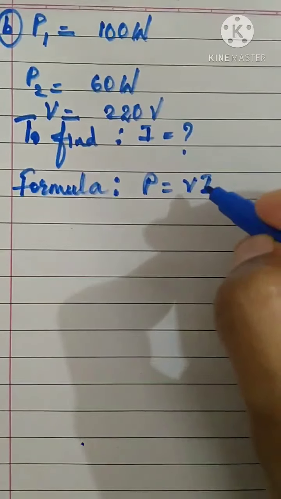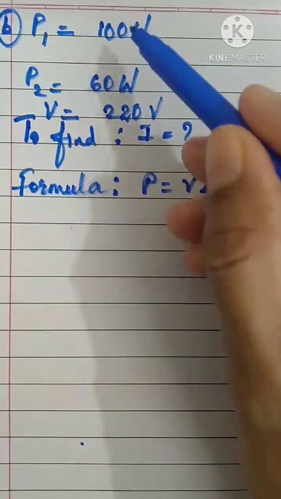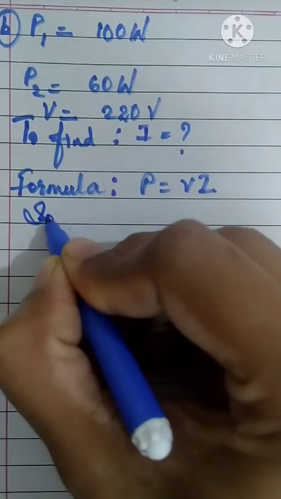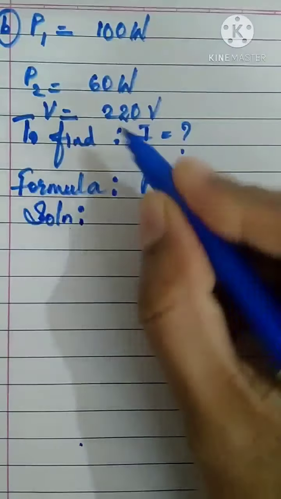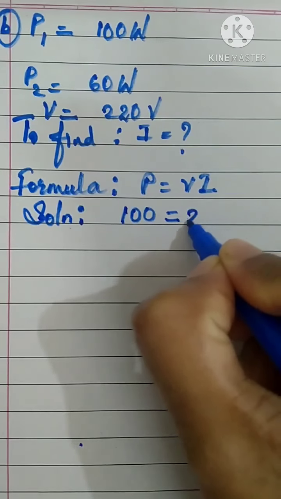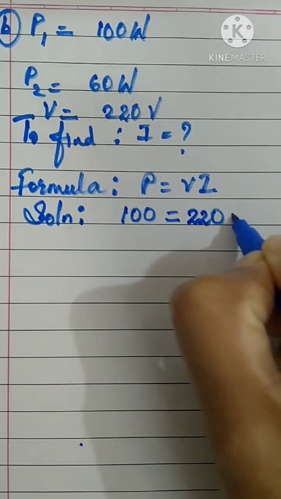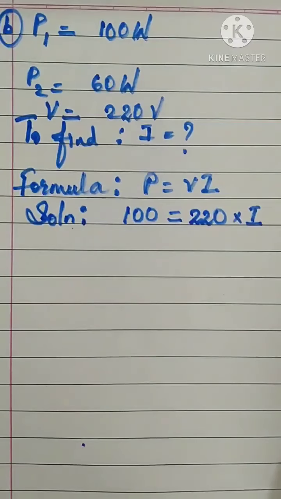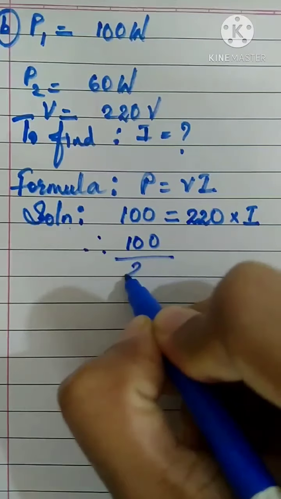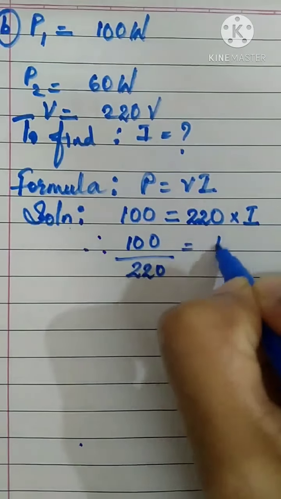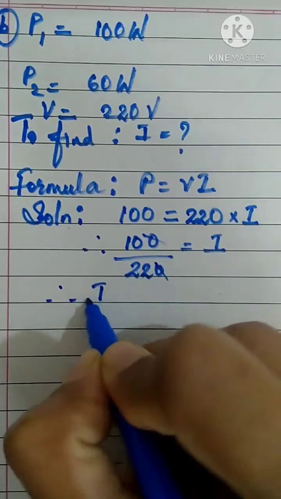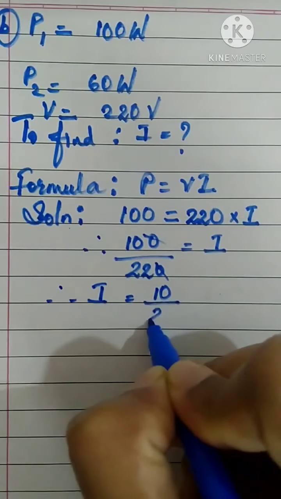First let us find out the current for first watts, that is for P1. So let us substitute. Solution. In place of P put 100 is equal to, V will remain the same, 220, into I. Okay, so how much you got? Therefore 100 upon 220 is equal to I, cut the zeros. I is equal to 10 upon 22.